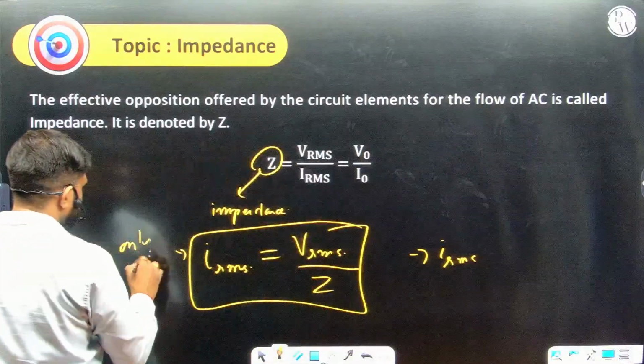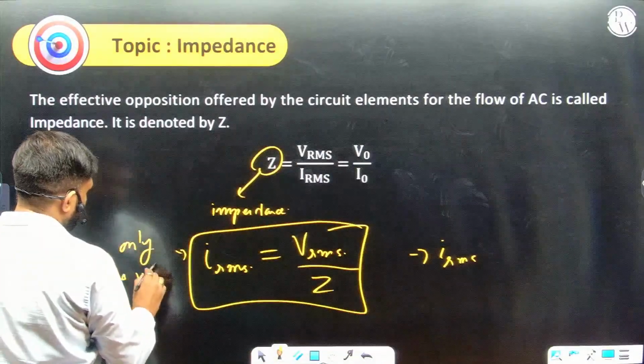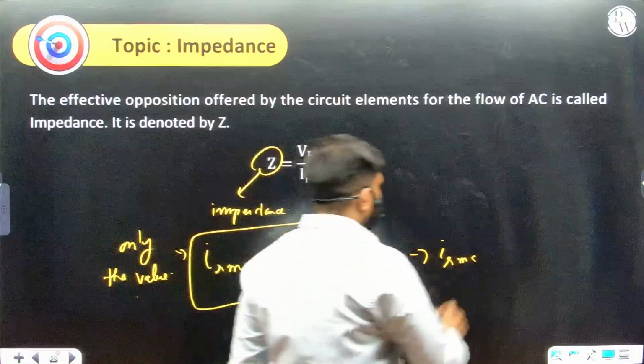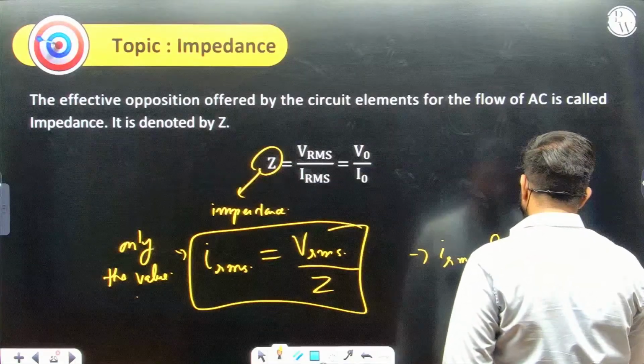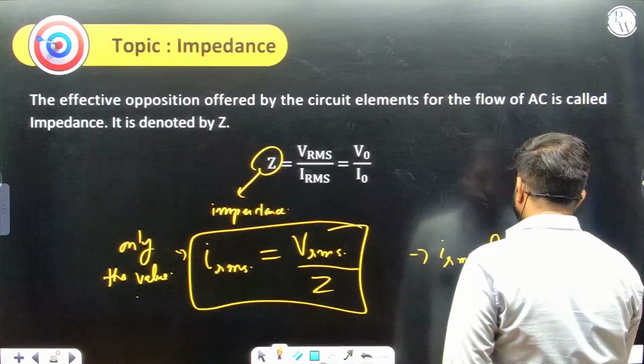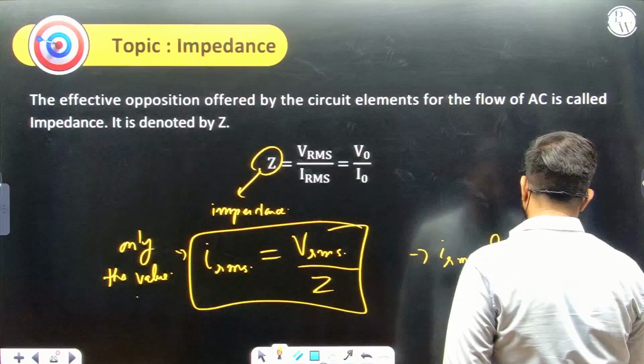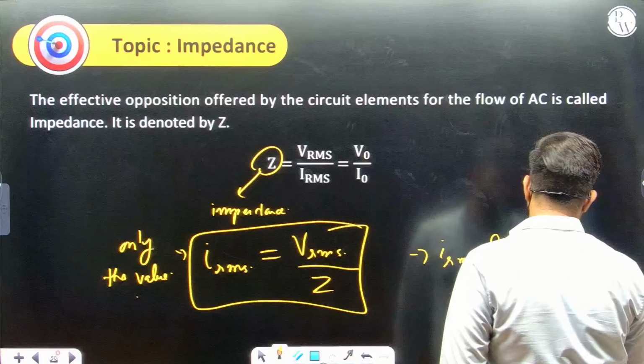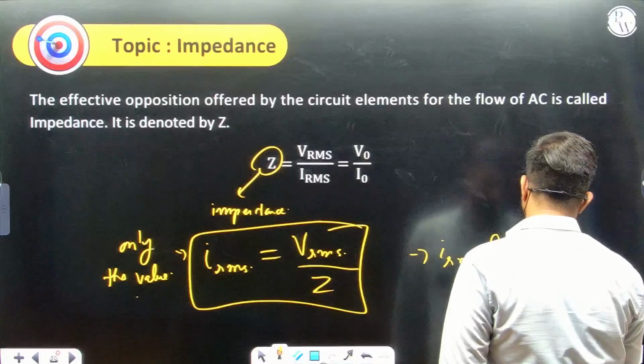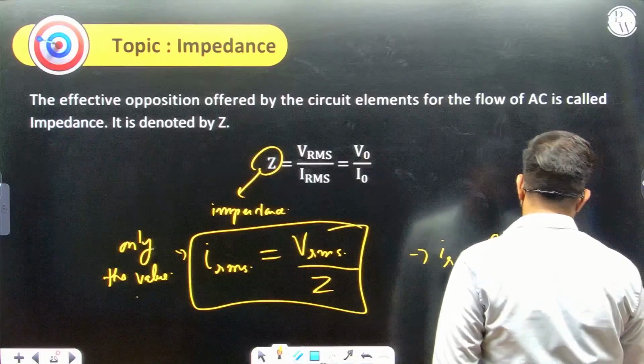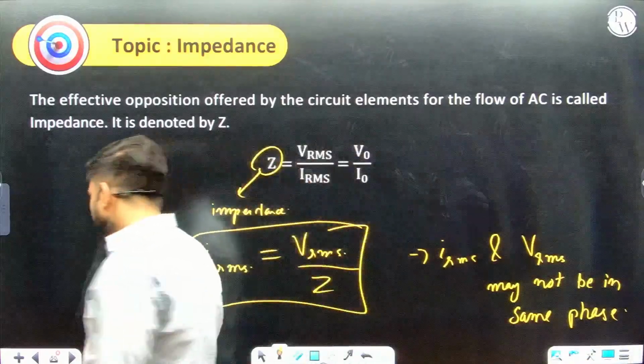So I'll write it here. This is only the value. Okay? So IRMS and VRMS may not be in the same phase. Important point. May not be in the same phase. Okay.